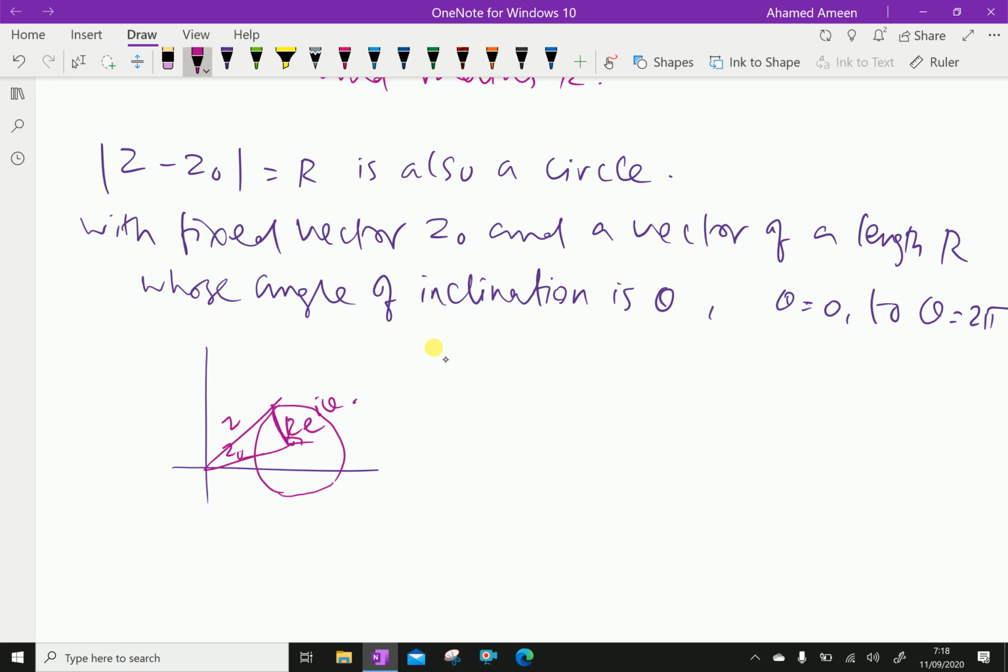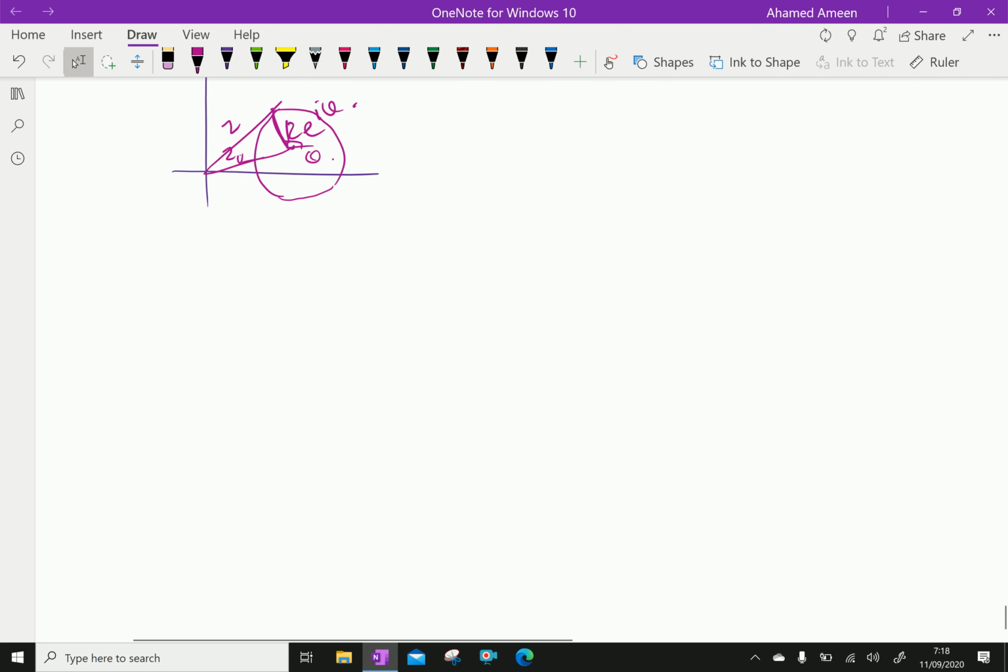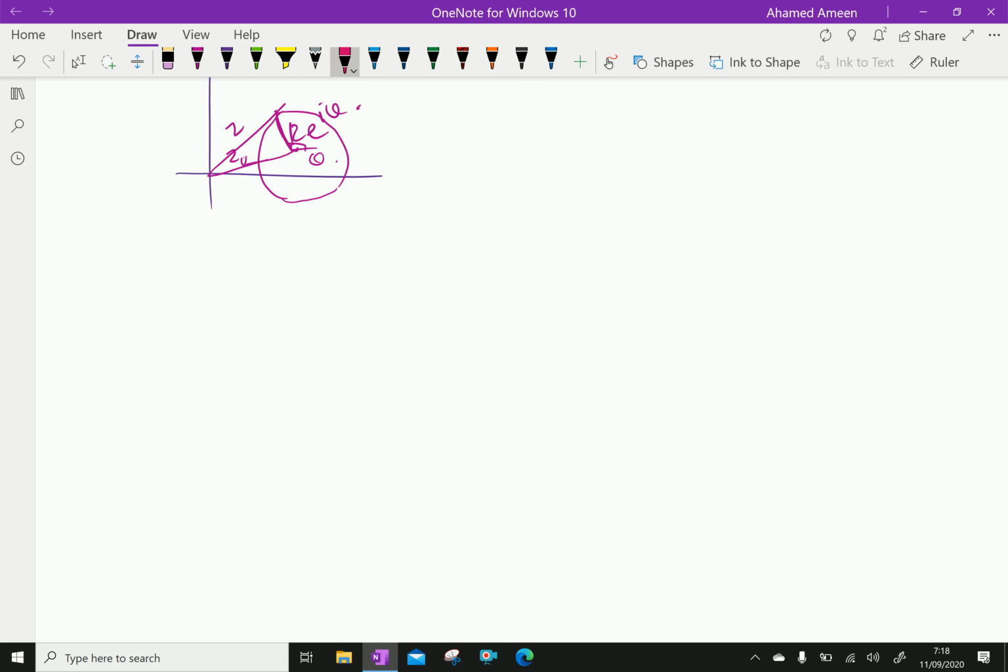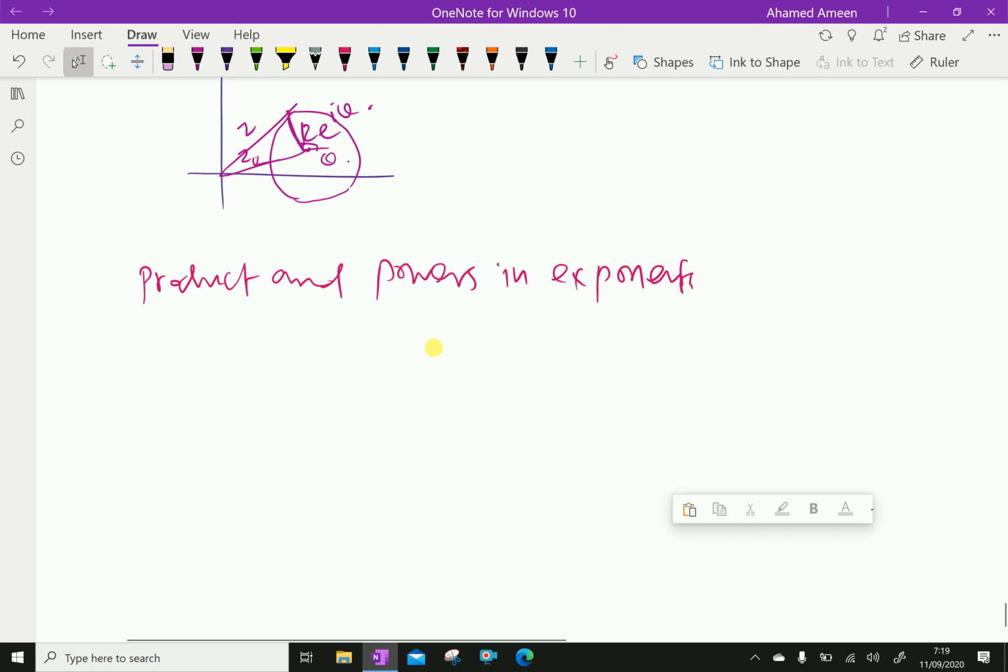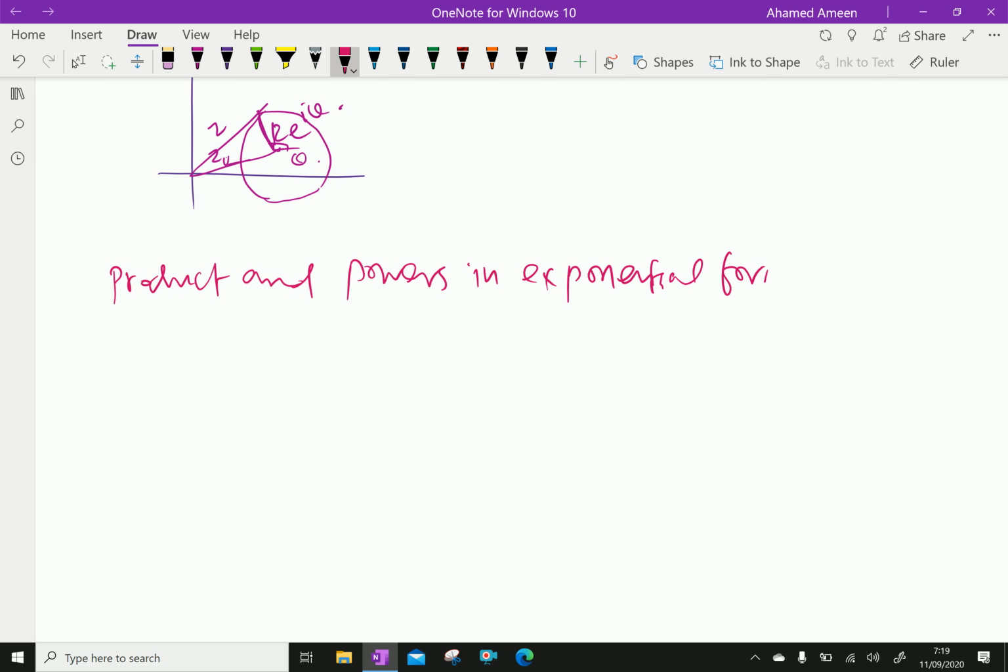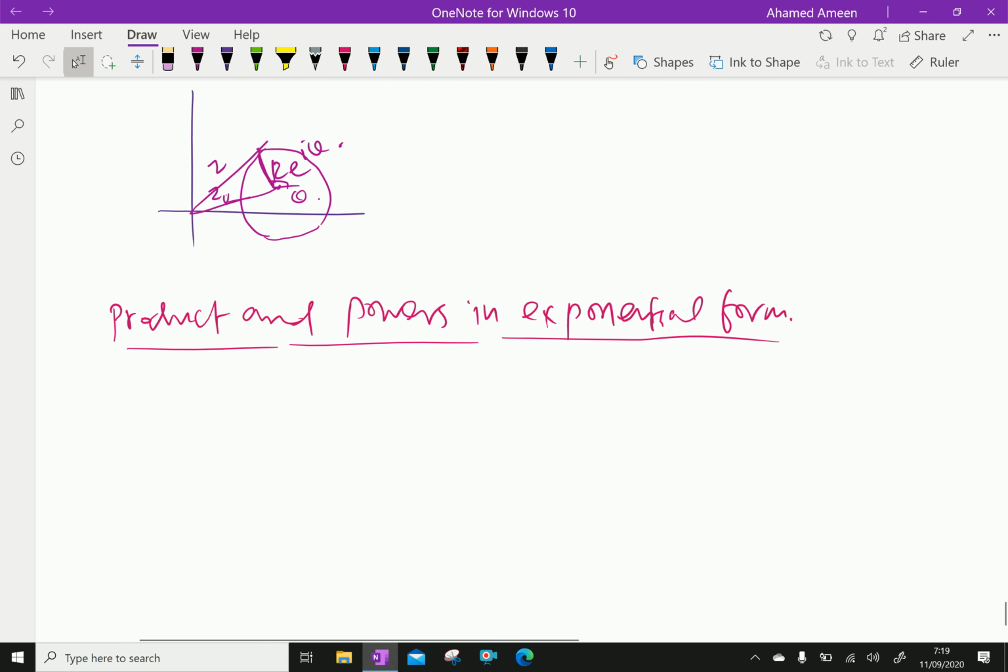Here this is theta. Now let us discuss further about complex number, product and powers in exponential form.